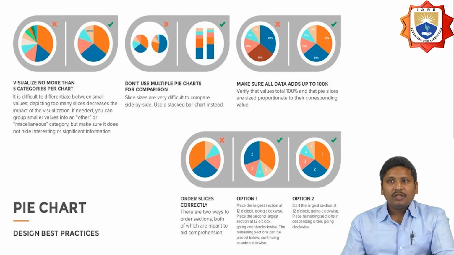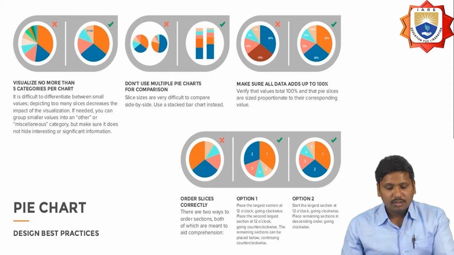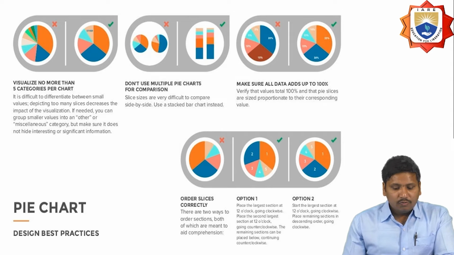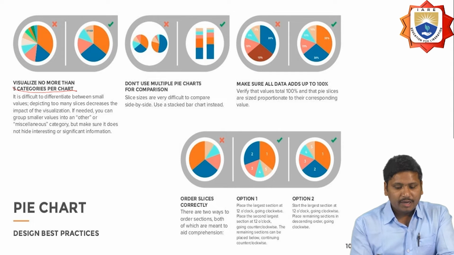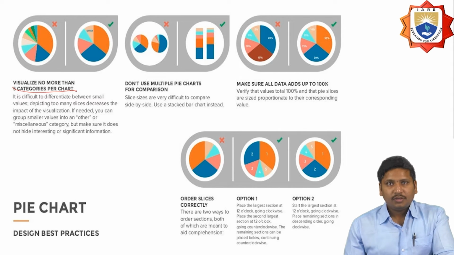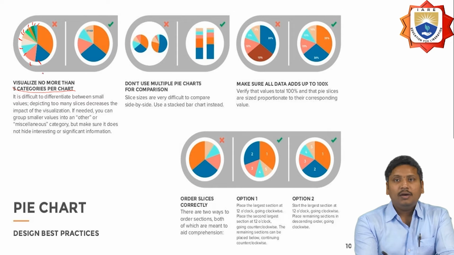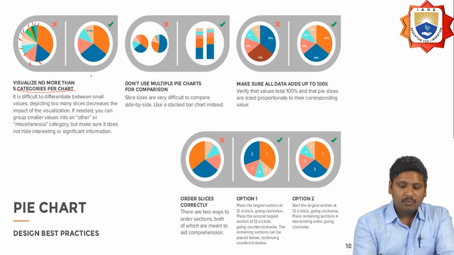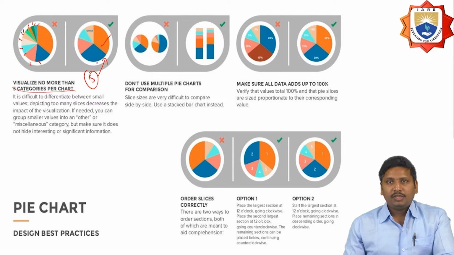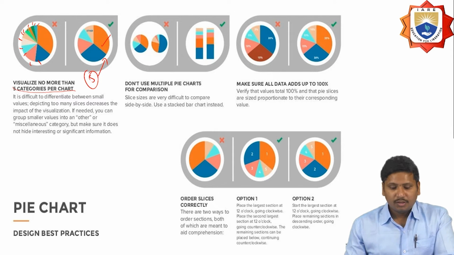So what are some of the design practices we have to consider while designing these charts? The first one is to visualize no more than 5 categories per chart. If I'm going to draw a pie chart, don't use too many sectors. Try to maintain only 5, then it looks good for presenting the data.